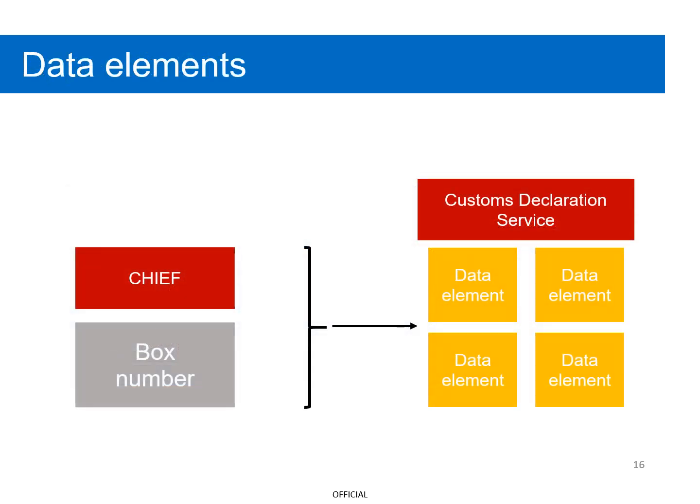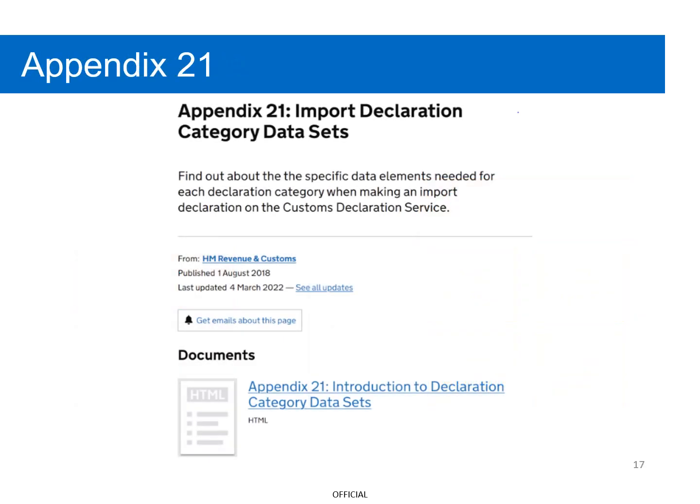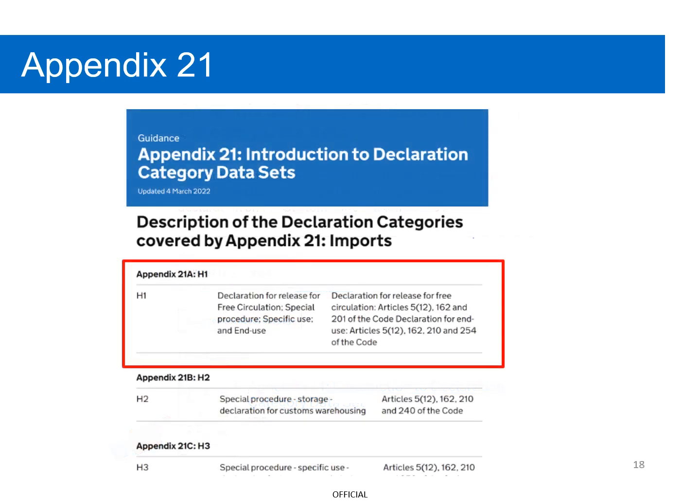The Customs Declaration Service requires completion of data elements which replace the boxes on the Customs Handling of Import and Export Freight or CHIEF system. Hallie selects Appendix 21, Introduction to Declaration Category Datasets, and scrolls down the instructions in Appendix 21 to find the description of the declaration category. As her goods are going into free circulation in the UK following import from the USA, she will need to use Declaration Category H1.